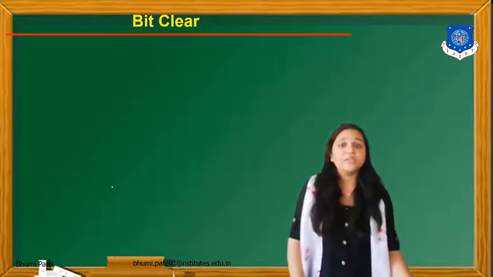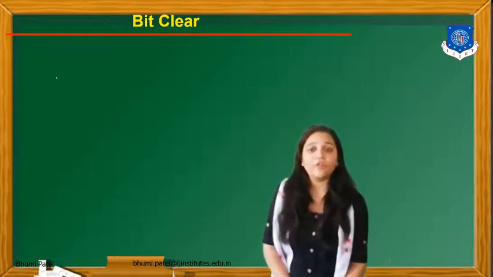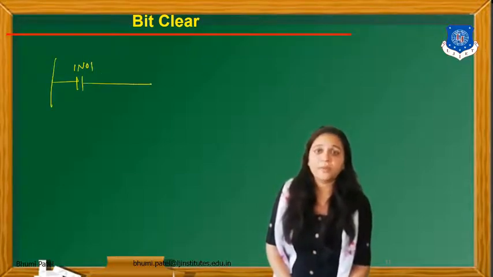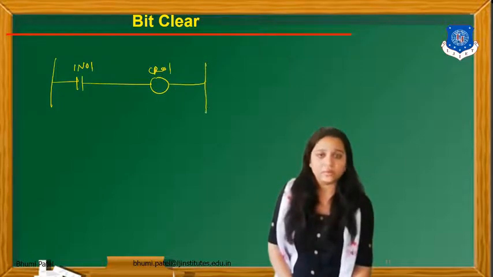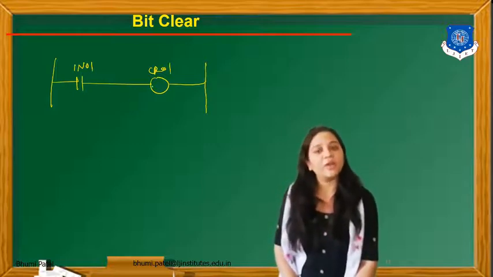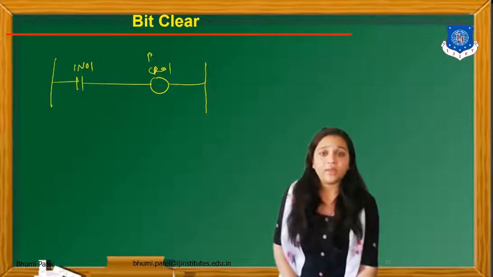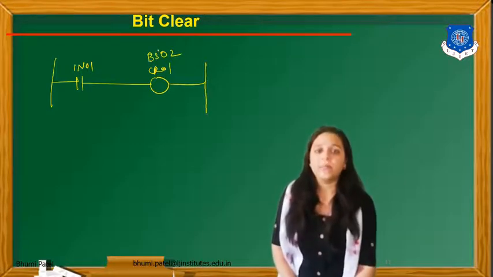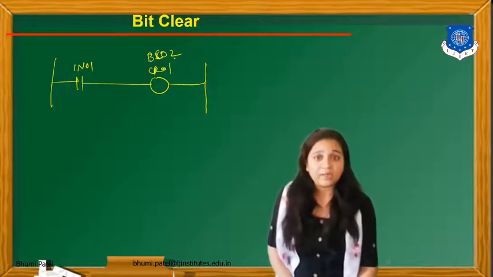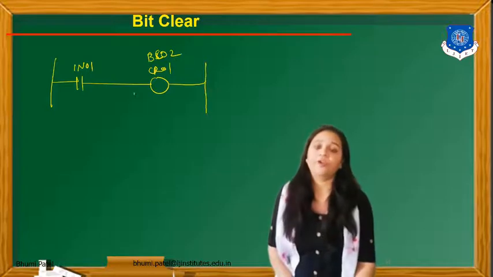Reverse thing, what is the bit clear? So first of all, what is the ladder diagram of the bit clear? We can put here one input switch, then one output switch, and as you know the function of this ladder diagram, if input is on, output will be on. If we write the instruction in this manner, bit clear BC02, that means it will clear the bit number 2 from 1 to 0.